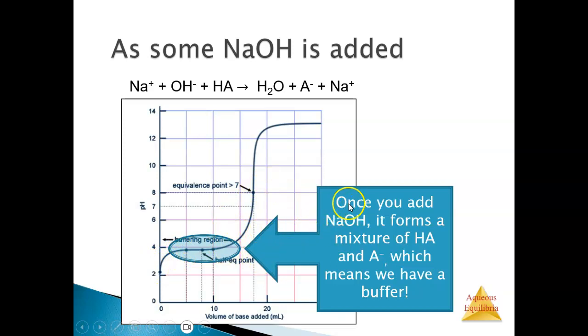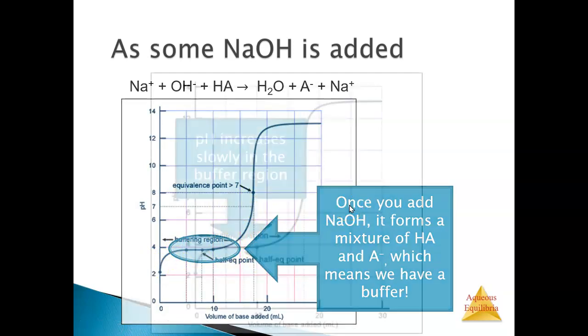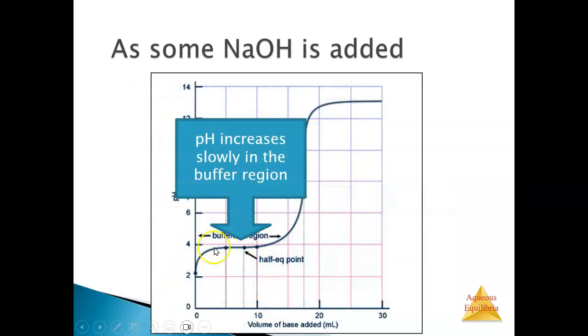One important point that we look for, though, is the half equivalence point. This pH is going to increase slowly because a buffer resists pH change.